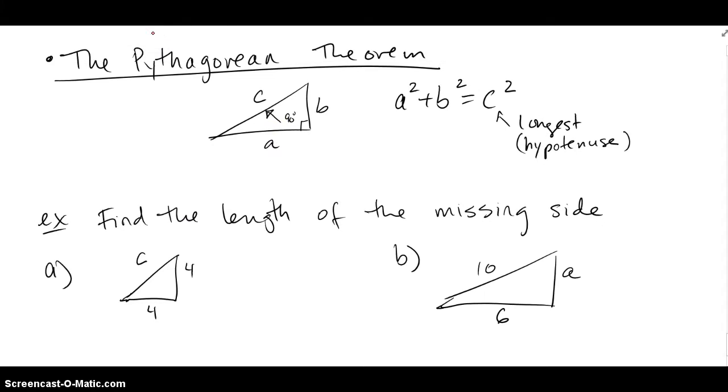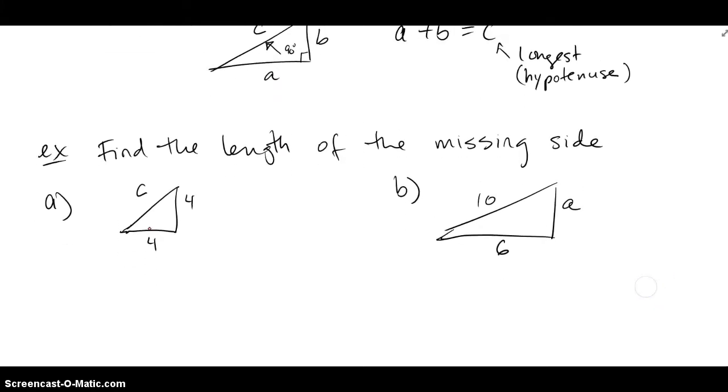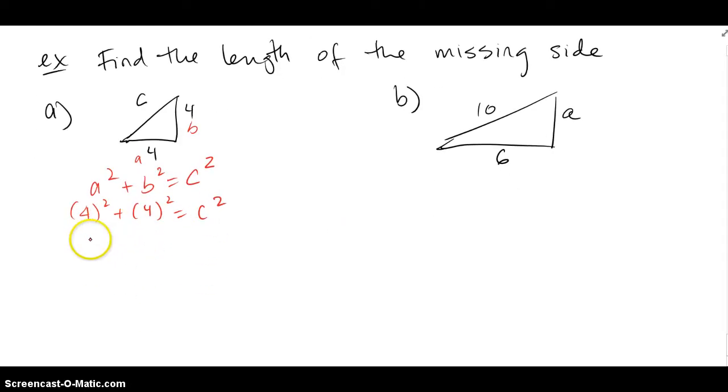So let's go look at a couple of examples. We have the two sides a and b, known as 4 and 4. We want to know what the last side c is. So we have 4 squared plus another 4 squared equals c squared. That's going to give me 16 plus 16 equals c squared, which is 32 equals c squared. Now if I want to know what c is, it looks like I have to make use of that square root property. Square root both sides, and we get c equals square root of 32.